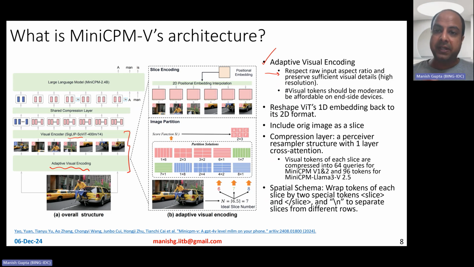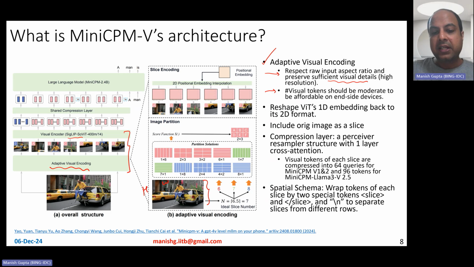But this one wants to respect the raw input aspect ratio, and at the same time also preserve sufficient details. Okay, so preserving sufficient details basically means having smaller and smaller crops or tiles in the image. But then if you have smaller tiles in the image and you reserve too many tokens per tile, you end up with too many visual tokens. So the second goal is to ensure that the number of visual tokens is not too many, so that it is affordable to run on edge devices. Okay, so that's that. The way the adaptive visual encoding works is that it tries to preserve the aspect ratio. So it takes the input image and then takes the width and the height of this image, right?